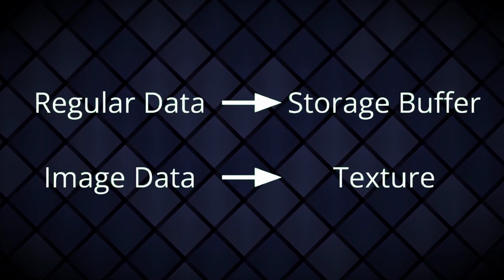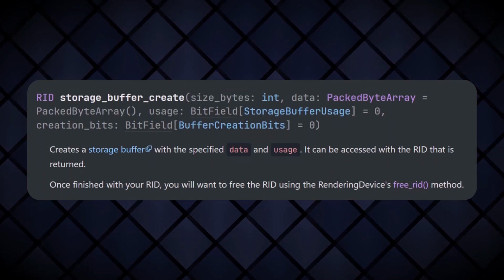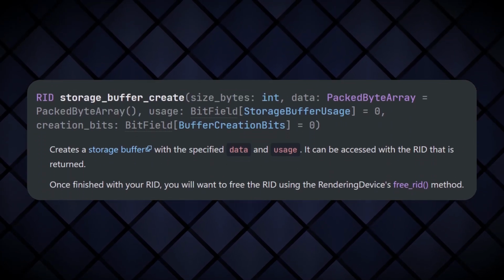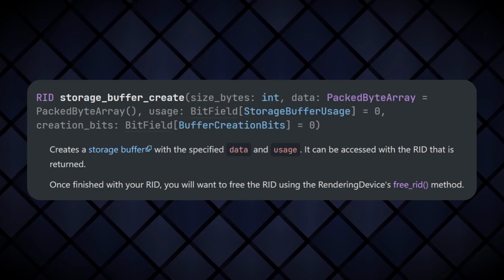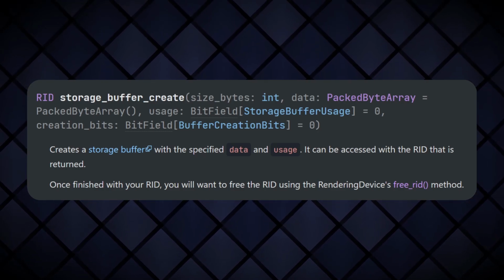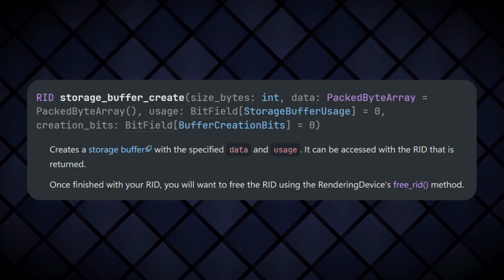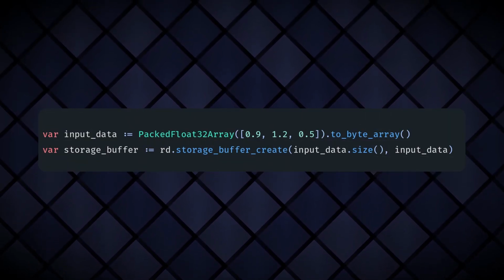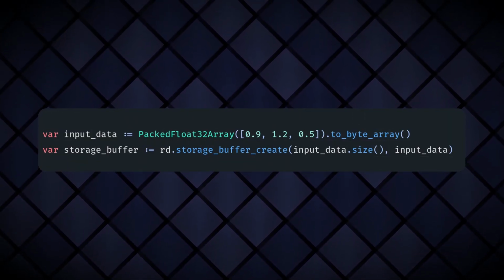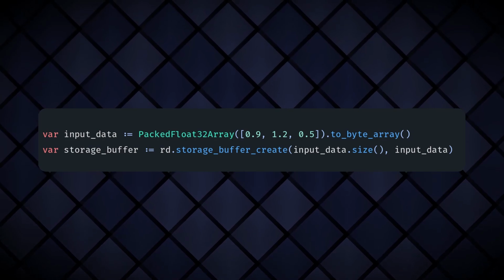Creating a storage buffer is fairly easy. You just create a packed byte array with the data you want, and then call storage buffer create with the data size and then the data itself. In the example shader I'll be writing later, I'll want to pass in a storage buffer with 3 floats, so I'll create a packed float array and then just convert it to a packed byte array when creating the storage buffer. Creating a texture will require a little more work.